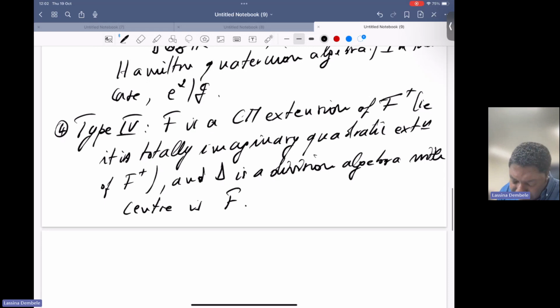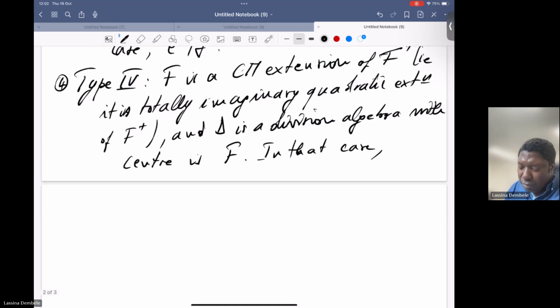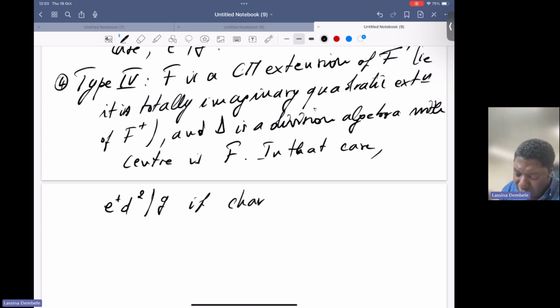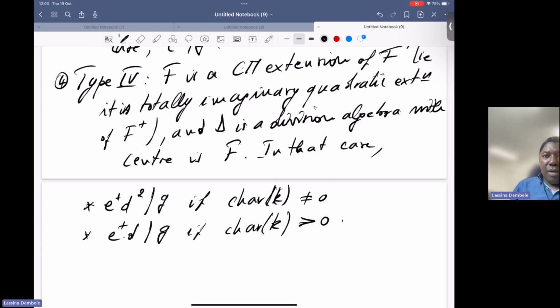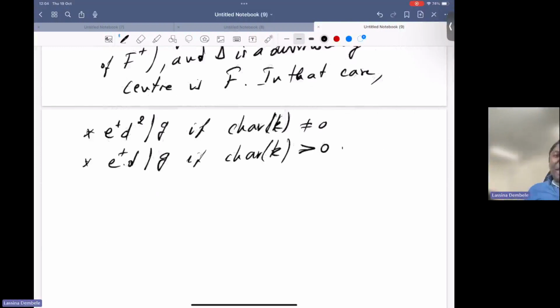And in that case, we have the following. You would have that E dagger times D squared divides G if the characteristic of the base field K is equal to 0. Or you would have that E dagger times D divides G if the characteristic of the base field is positive. So that's quite a lengthy statement, and this is known as the Albert classification. Whenever we need it, we'll just consult it.